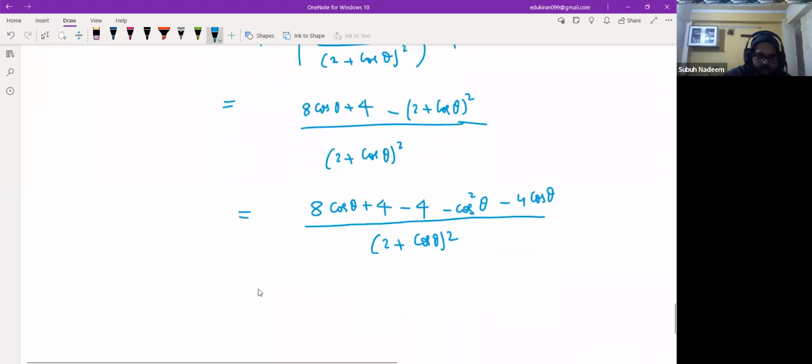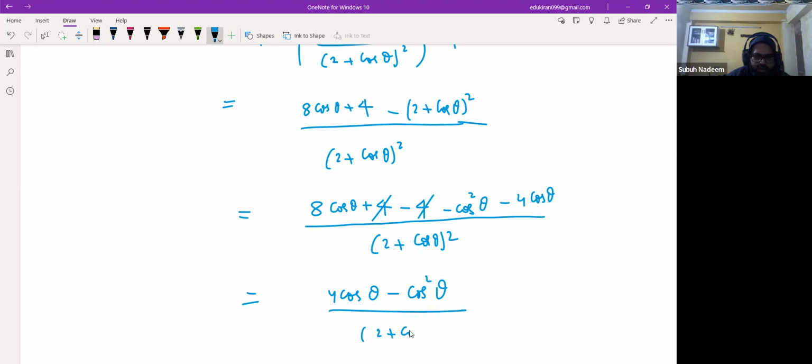In the next step, you will get 8 cos theta minus 4 cos theta is 4 cos theta. 4 minus 4 will cancel, minus cos square theta by (2 plus cos theta) whole square.